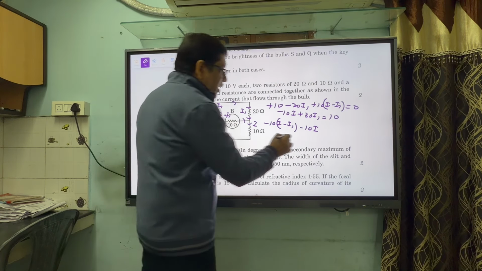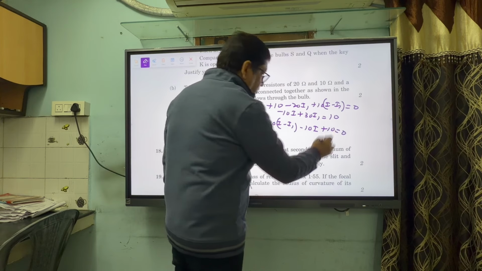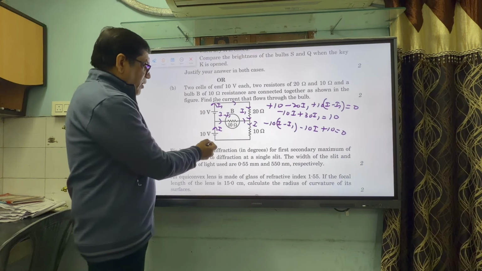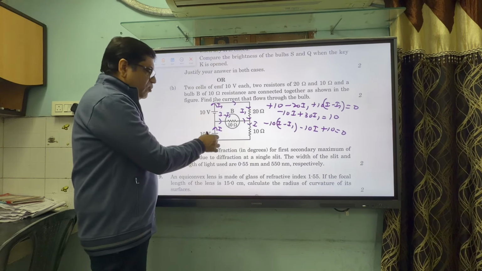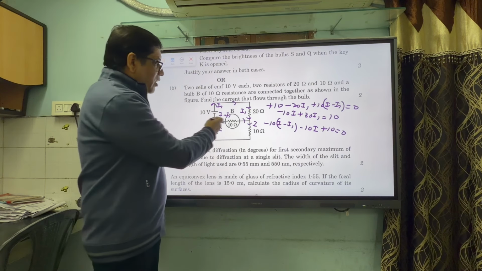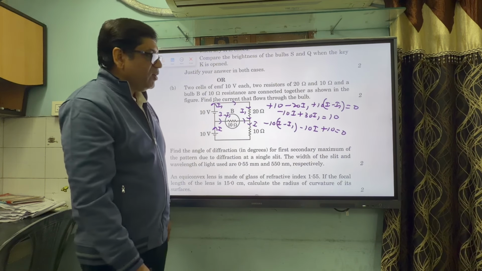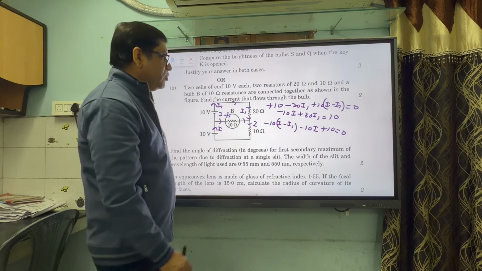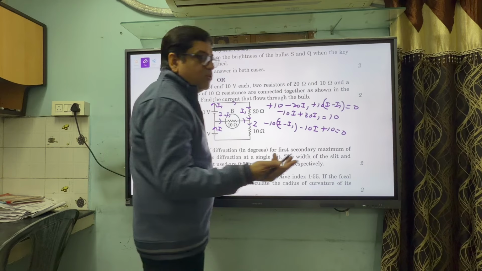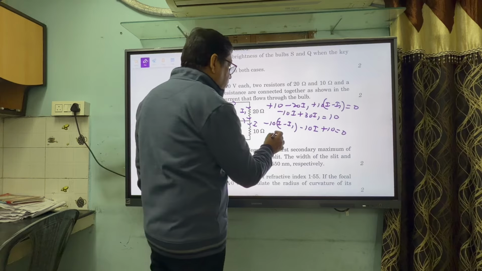Smaller to bigger plate of the battery, plus 10. Bigger to smaller plate, minus. With the current we are moving, minus. Opposite to current we are moving, plus. These conventions should be used, otherwise you can use your own convention as you like.